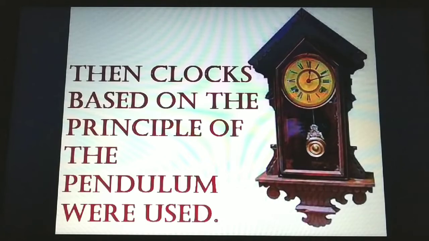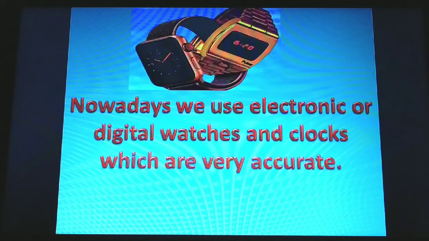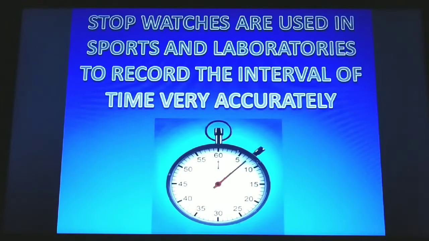Then clocks based on the principle of the pendulum were used, and these were more accurate than before. And nowadays we use electronic or digital watches and clocks which are very accurate. We also use stopwatches in sports and laboratories to record the interval of time very accurately.